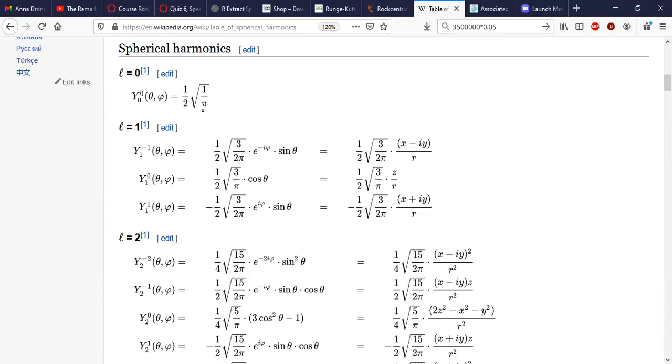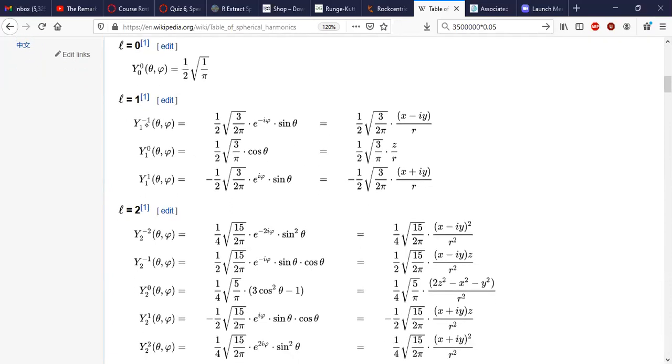This constant is chosen so that when I square it and integrate over the whole sphere, it's 1 over 4 pi. Whole sphere has 4 pi. Unit sphere has 4 pi surface area. So that works. But then, okay, I have m equals minus 1.